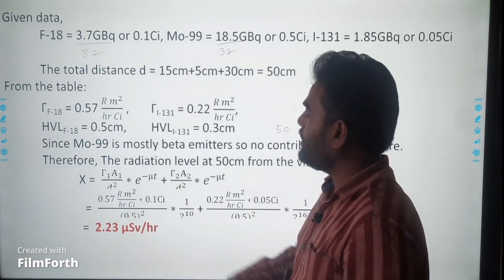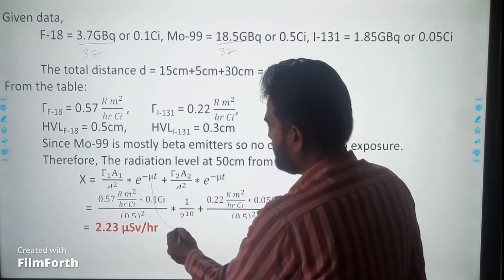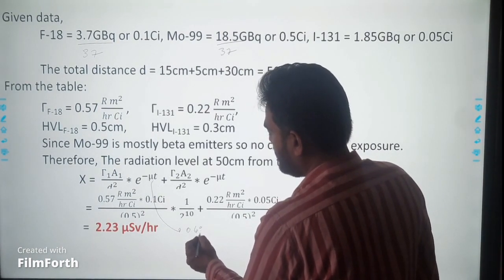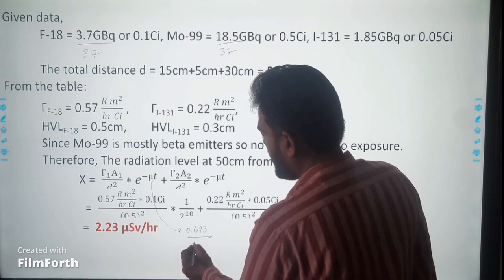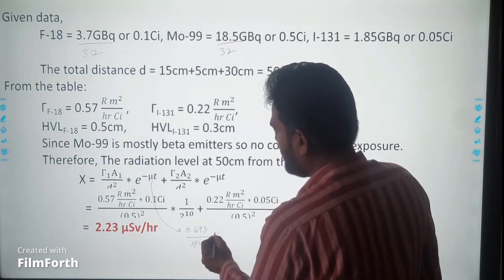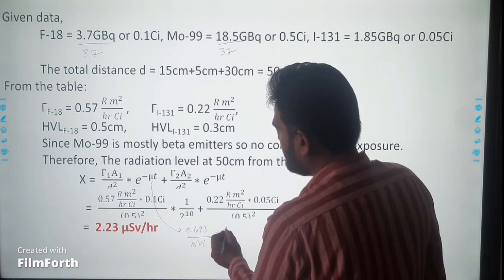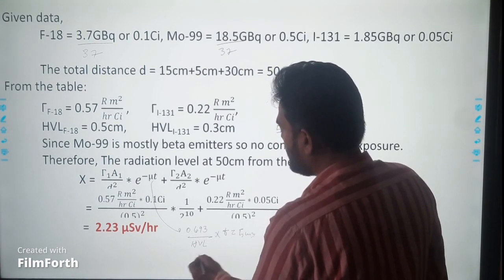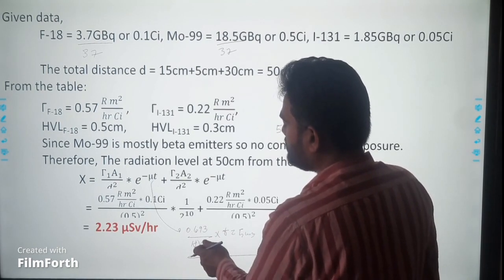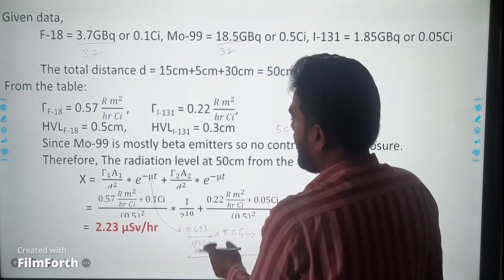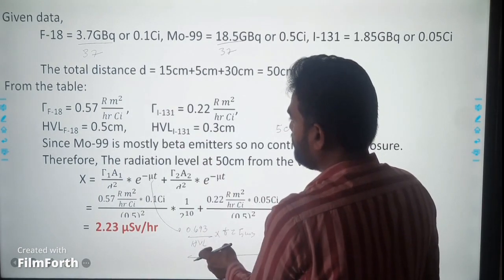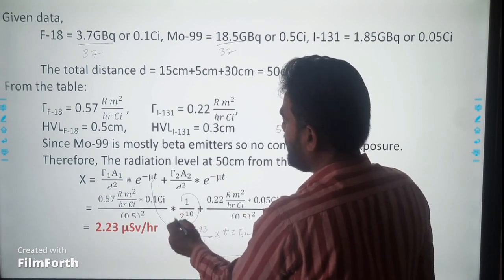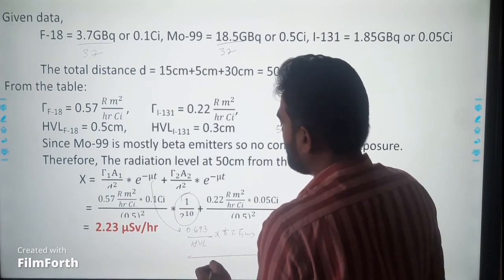In this reduction factor, you can write mu as 0.693 divided by HVL, and T is the total thickness of the material used, which is 5 centimeter. Putting the values of HVL for F18 and for iodine 131, you will get this reduction factor as 1 upon 2 raised to the power 10.